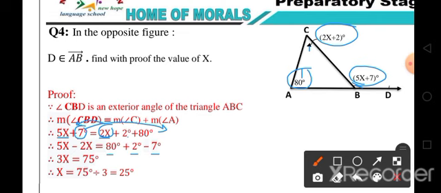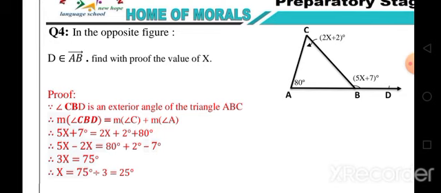3x equals 75. How can we get x, not 3x? By dividing both sides by 3. Divided by 3, x equals 75 divided by 3 equals 25 degrees. So the value of x here equals 25 degrees.